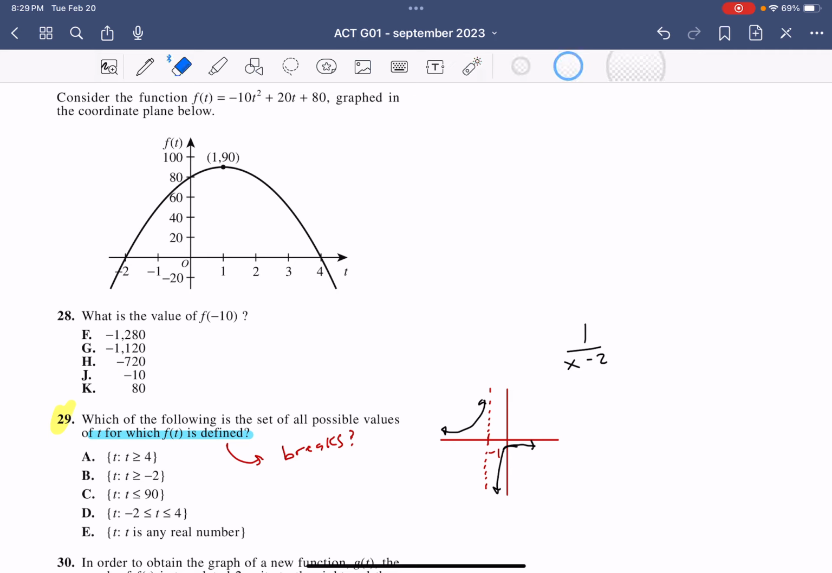But knowing what a parabola looks like, you would know that there are no breaks in the graph. Also, looking at the equation, another way to test this is to ask, is there anything I could plug in here that would make this undefined? And there isn't anything like that. So our answer for this one is going to be E, all real numbers, or any real number that we can use.